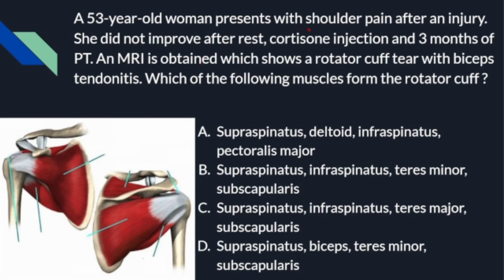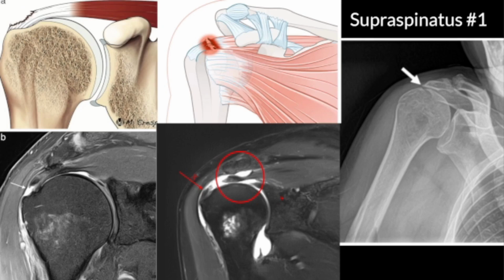A 53-year-old woman presents with shoulder pain after an injury. She did not improve after rest, corticosteroid injection, and 3 months of PT. An MRI is obtained, which shows a rotator cuff tear with biceps tendonitis. Which of the following muscles form the rotator cuff? So just skipping down, you're going to say supraspinatus, infraspinatus, teres minor, and subscapularis. So the SITS muscles, SITS, and you have to know those.